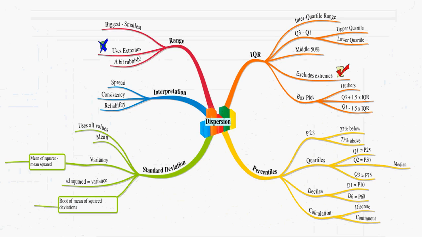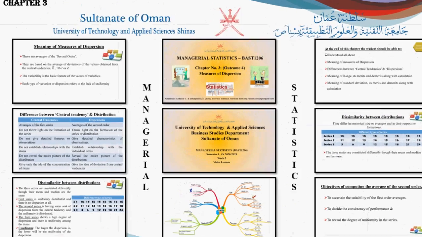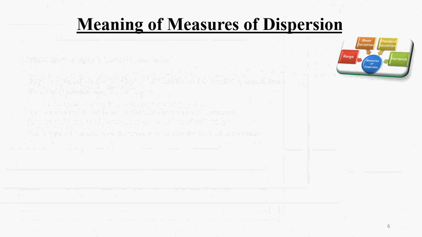Now, focusing on dispersion, with dispersion, we can calculate range. Not only range, we can also interpret and calculate standard deviation, interquartile range, percentile. So these are the various branches which are connected with regards to dispersion. So let us focus on what is measures of dispersion.